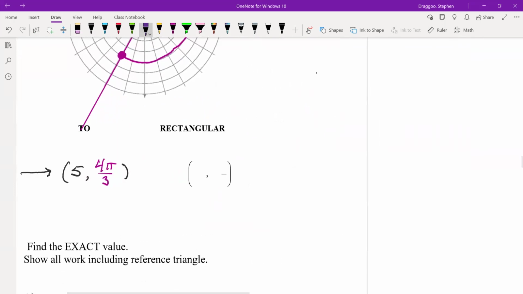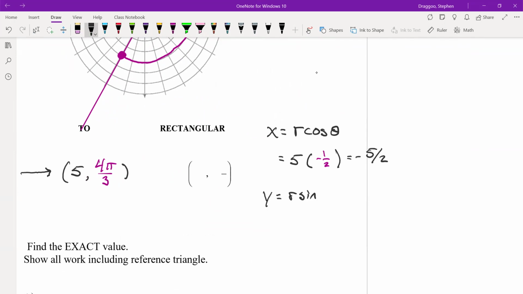To express that in its rectangular form, I would like x equals r cosine theta, or x equals 5 times -1/2, which is -5/2, and y equals r sine theta, which is 5 times -√3/2, or -5√3/2. The last thing I do is just write that as a point. So -5/2, -5√3/2.